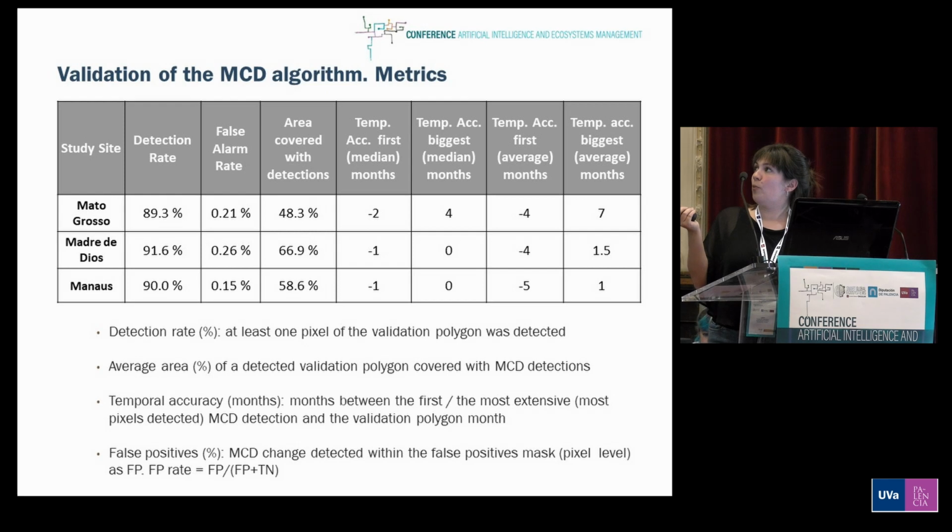And also we compare our high resolution polygons from the Planet images with the changes detected, and we compare the percentage of the polygons that were covered by changes. So more or less, polygons are covered by changes in 66% or 50%.